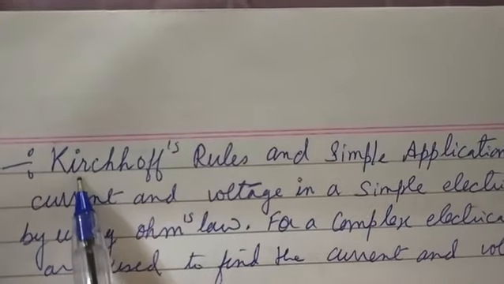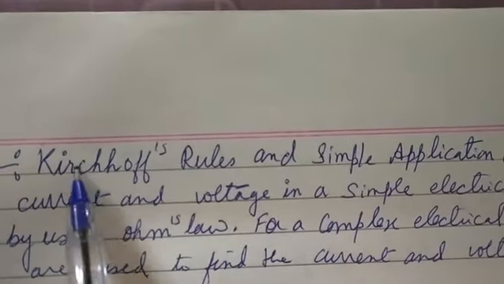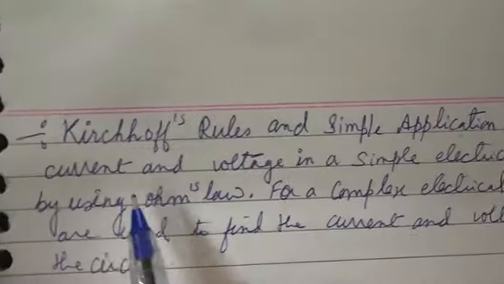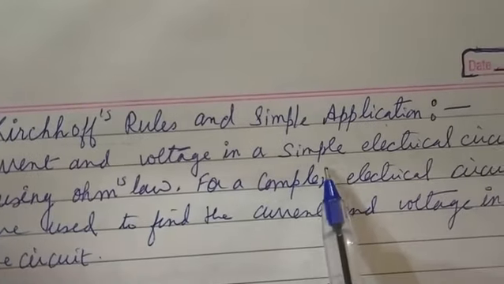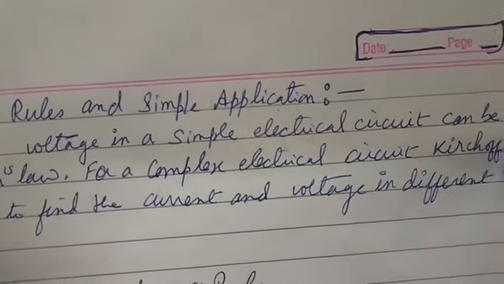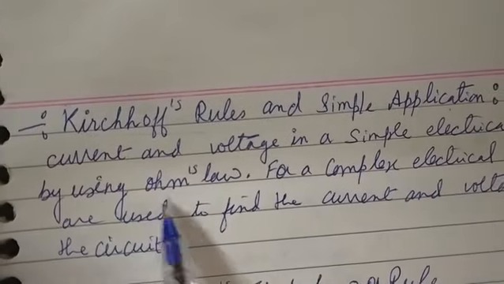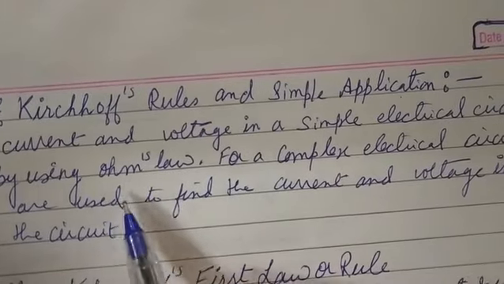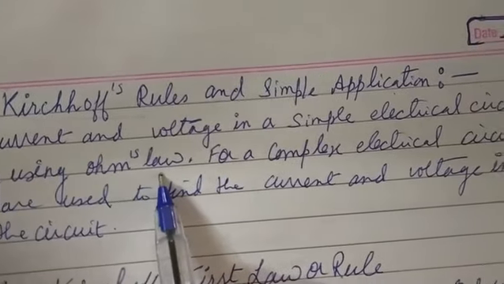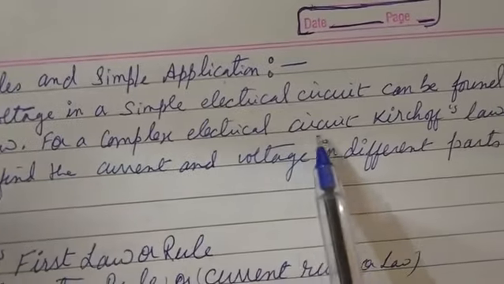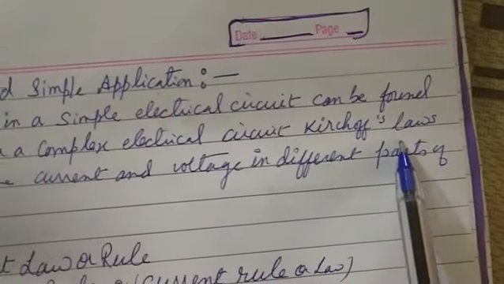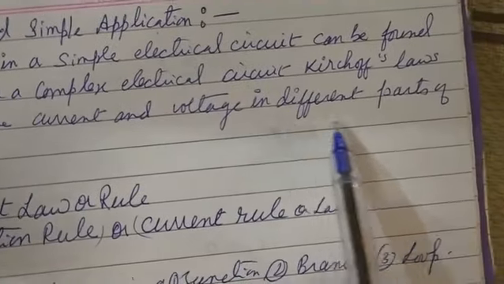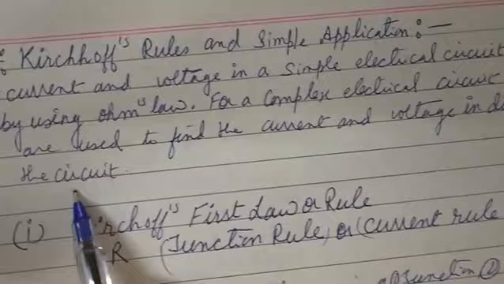Okay, so our next topic is Kirchhoff's rule, and its applications. Current and voltage in a simple electrical circuit can be found by using Ohm's law, which we have already studied. For a simple circuit, if we want to find the current and voltage, we will find them from Ohm's law. But for a complex electrical circuit, Kirchhoff's laws are used to find the current and voltage in different parts of the circuit.